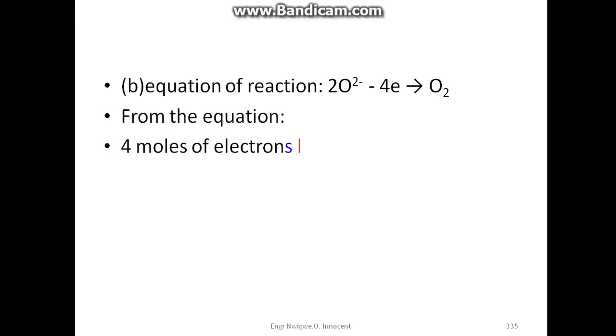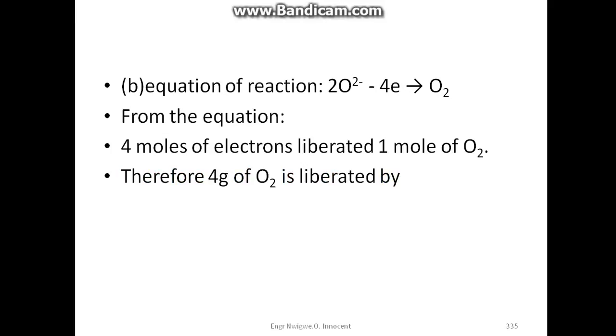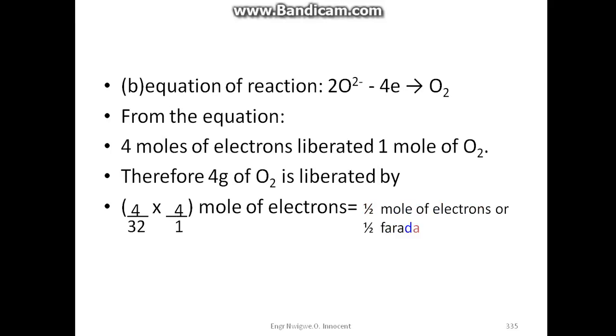Answer to question A part II. Equation of the reaction. 2 moles of oxygen having 2 negative valency will discharge 4 electrons to form neutral oxygen. From the equation, 4 moles of electron liberate 1 mole of oxygen. Therefore, 4 grams of oxygen is liberated by 4 over 32 times 4 over 1 mole of electron, which is equal to half mole of electron or half Faraday of electricity.